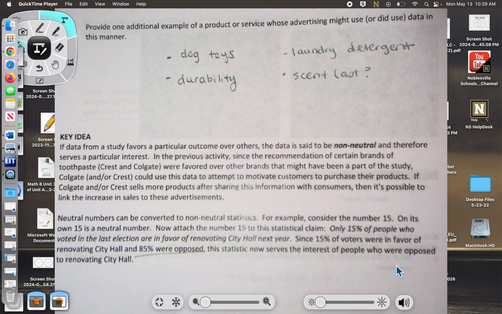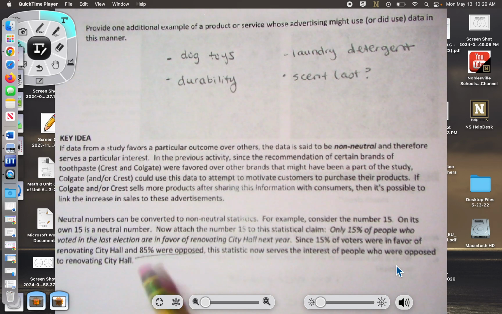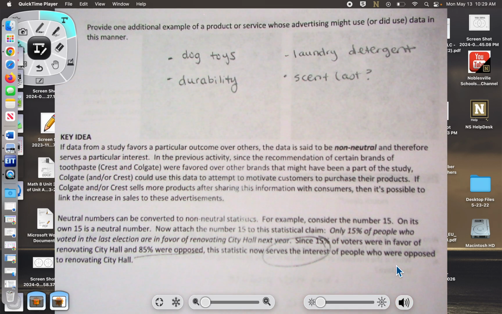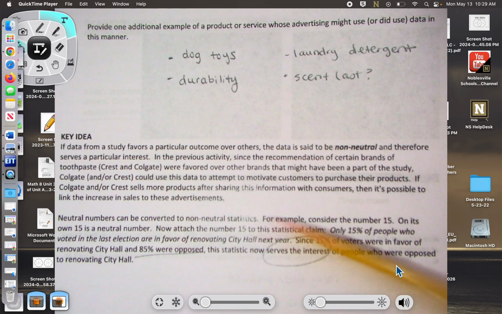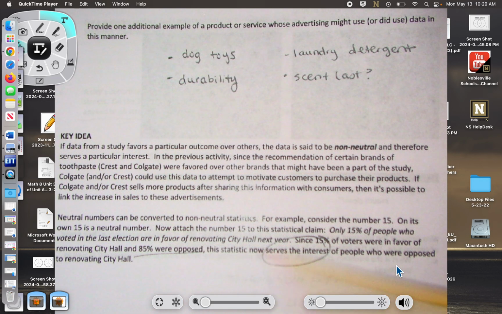Now you've used what you've collected and you've turned it a little bit to get people who you want to also agree with your input, with your perspective, okay, with your interests. So it's kind of like taking a fact and twisting it a little bit. They don't have proof that 85% are opposed. They only know that 15 were in favor. So they're assuming that that must mean 85 were not.